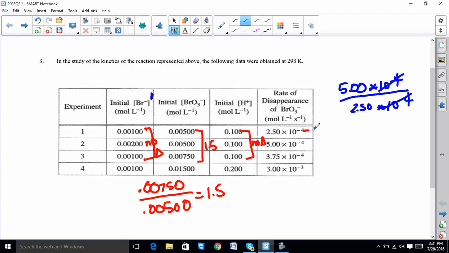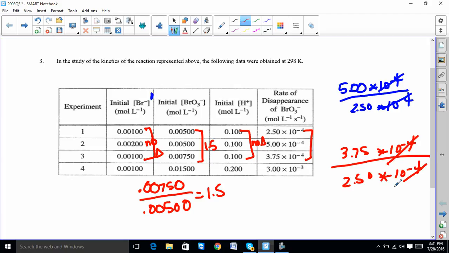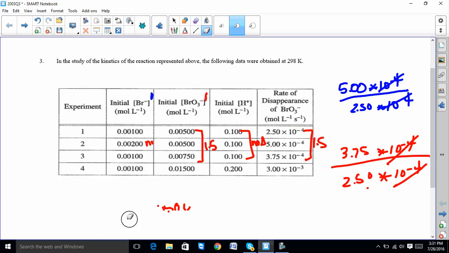And then when I do 1 and 3 over here, and I do 3.75 times 10 to the negative 4 over 2.5 times 10 to the negative 4, this cancels this. 2.5 goes into 3.75, 1.5 times. So no change, no change. This went up 1.5. This went up 1.5. That's a one-to-one correlation. This is also 1. Now, here's where things get interesting. This is called a non-trivial rate problem for reasons that will become apparent in a moment.